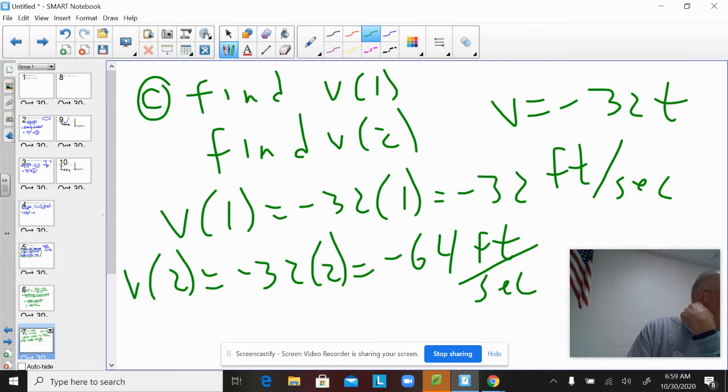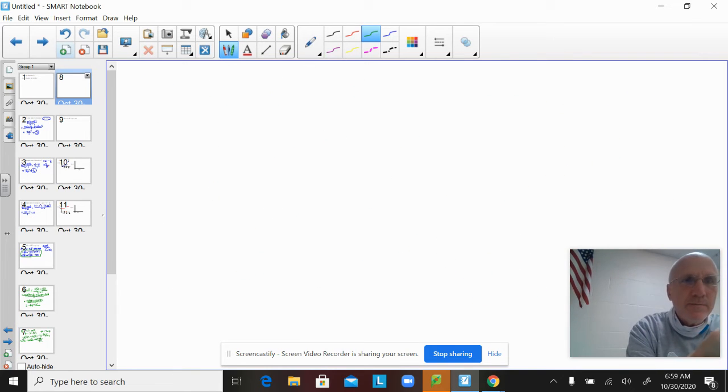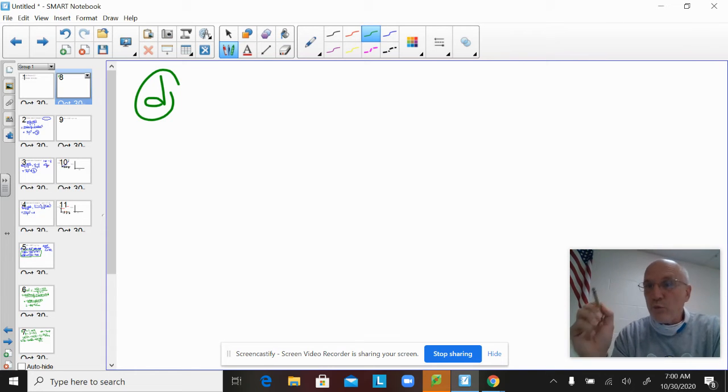And then part D asks two things. It says, find the time required for the coin to reach ground level and the velocity of the coin at impact. Okay, good. So part D says, find the time for the coin to reach the ground. When the coin reaches the ground, its height, its position equals 0, if the position represents how high off the ground it is.